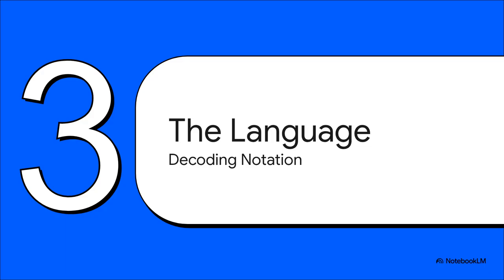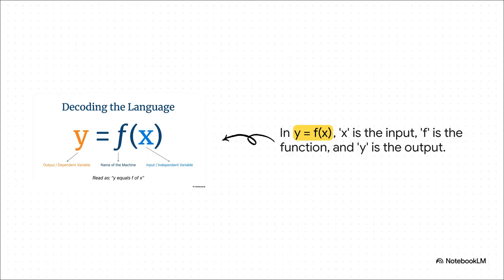This is where we learn to read and write like a mathematician. I know it can look a little intimidating at first, but it's just a really precise way to communicate ideas. Let's break it down. This right here is the basic grammar. We read y equals f of x as y equals f of x. In this sentence, x is our input, the independent variable. F is just the name of our function. Think of it as the name of our machine, like a Cuisinart or a Black & Decker.